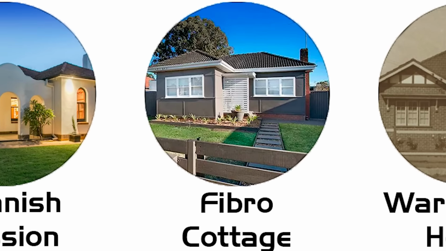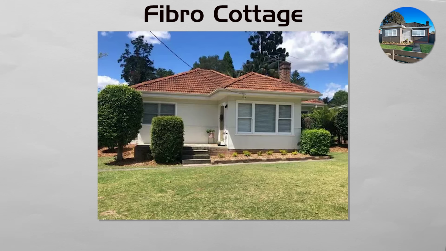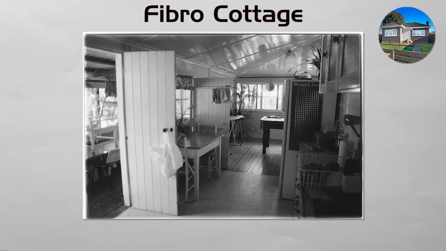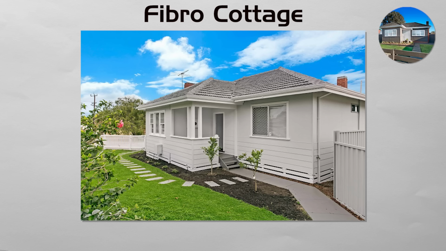Fibro Cottage. With a housing shortage after the war, fibro, asbestos cement sheeting, became a cheap, lightweight material for fast construction. Small rectangular layouts typically had corrugated iron roofs and timber window frames. Interiors were basic and quickly assembled, reflecting the urgent demand for budget family homes. Many fibro houses later underwent renovations or cladding replacements as asbestos awareness grew.